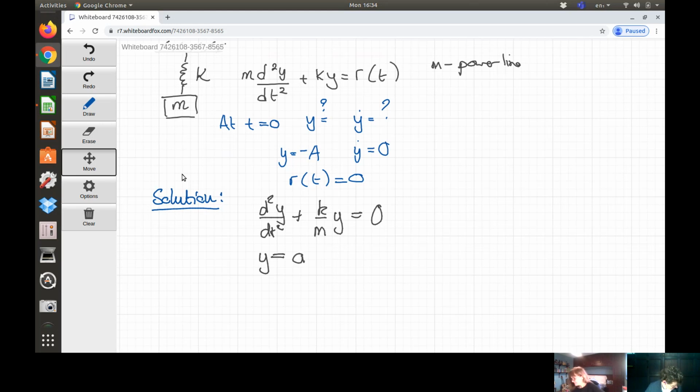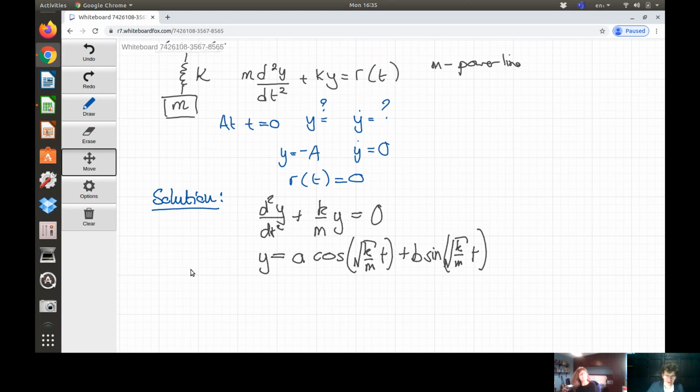General solution is A cos root k over m times t plus B sine root k over m t. So there's a few different ways to see where this comes from. But one easy way is to think about the properties of sine and cos functions.